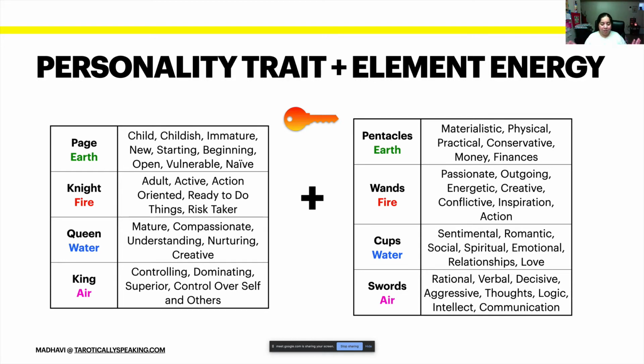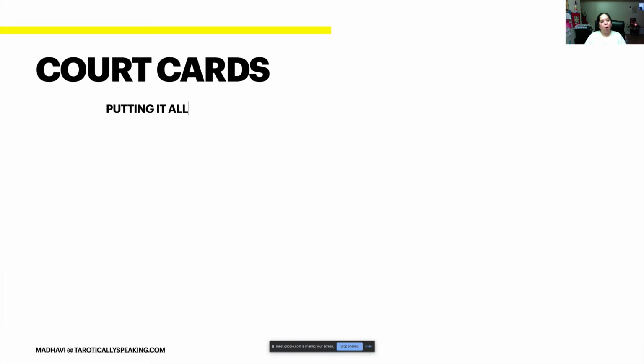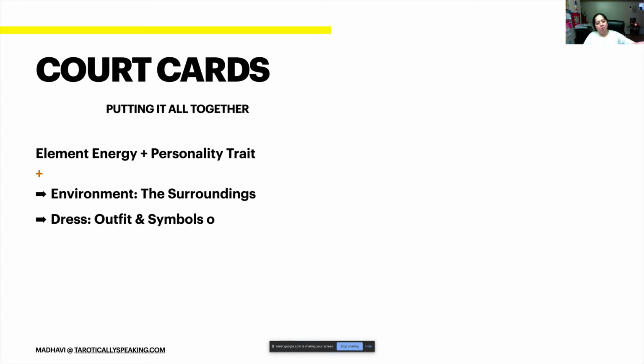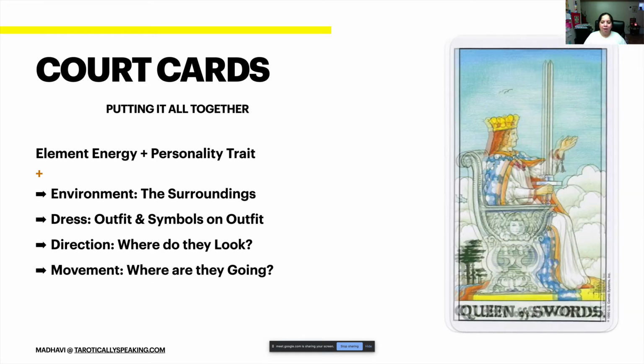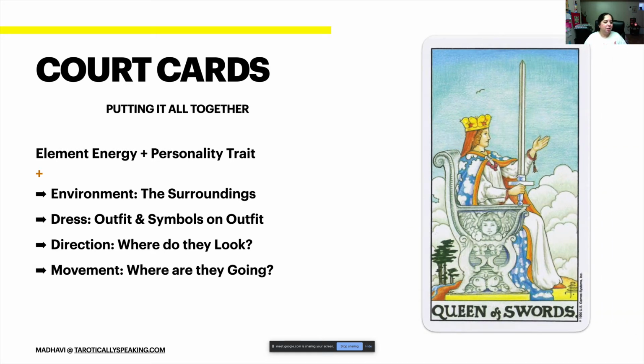Now, of course, since we are reading court cards, the imagery on the cards is going to play a big role too. So we're going to take all of that information from the previous table and put it together with whatever's going on in the card, and come up with the interpretation. Once we have the element energy and the personality trait combined, we're going to look at what's going on in the background, the environment, the surroundings. We're going to see the dress, what sort of outfit, and whether there are any other symbols.